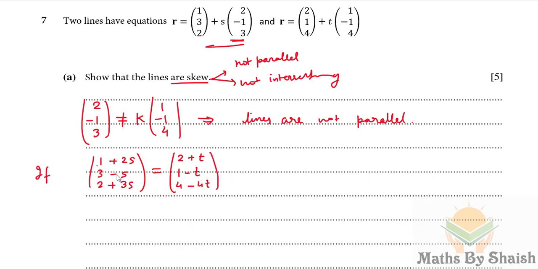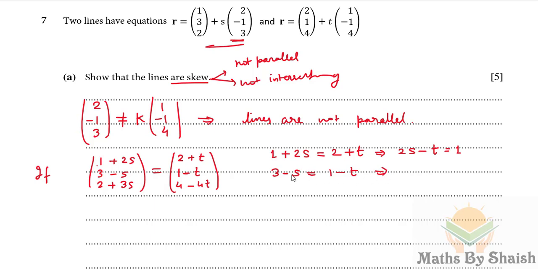So if they are equal, then we have to prove that there does not exist any s or t so that they are equal. So let's get the three equations from here. From the first one we'll get 1 plus 2s equals 2 plus t, or we can write it as 2s minus t equals 1. From the second one we got 3 minus s equals 1 minus t.